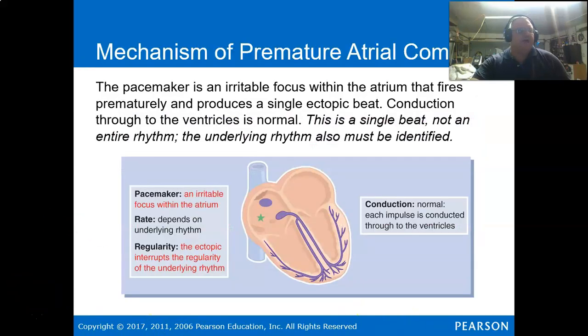All right. Now, the next one, a premature atrial complex, a PAC. Kind of short.